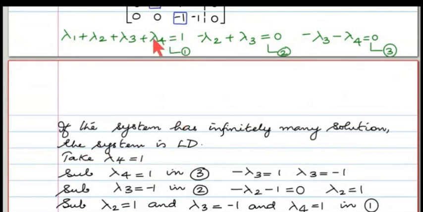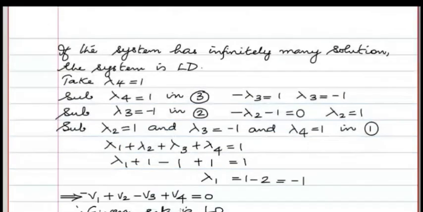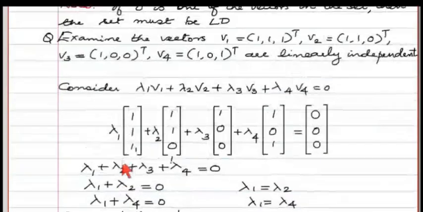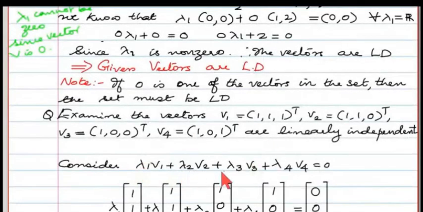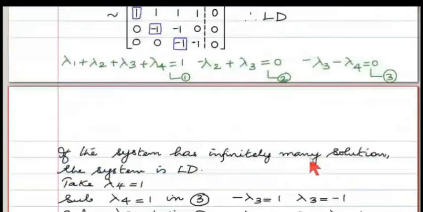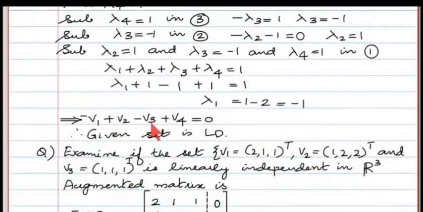Now take lambda 4 equal to 1. Substituting lambda 4 equal to 1 in the third equation, we get lambda 3 equal to minus 1. Substituting lambda 3 equal to minus 1 in this equation, we get lambda 2 equal to 1. Substituting the values of lambda 2, lambda 3 and lambda 4, with lambda 4 assumed as 1, in the first equation, we get lambda 1 equal to minus 1. Substituting the values of lambda 1, lambda 2, lambda 3, lambda 4 in the equation, we get minus v1 plus v2 minus v3 plus v4 equal to 0. Therefore, the given set is linearly dependent.